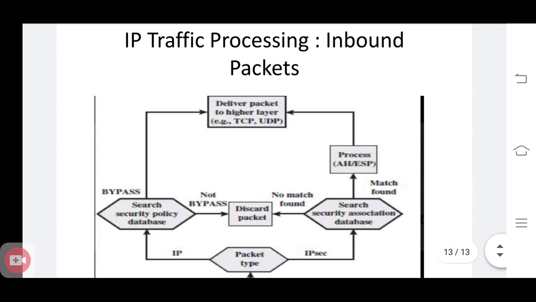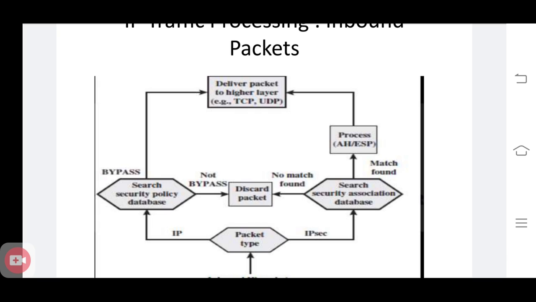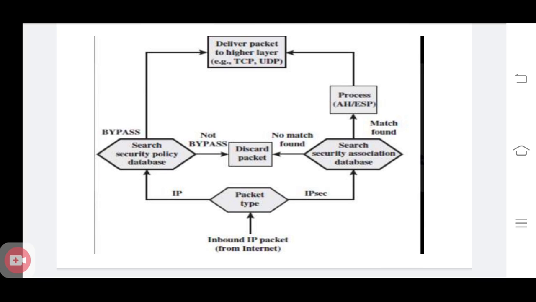Then for IP traffic processing of inbound packets, inbound IP packets come from the internet. Then it looks at the packet type, IP or IPsec. If the packet type is IP, no security is provided, but if the packet type is IPsec, we have to provide security for these packets. If it is IP, it searches the security policy database. If there is a need of bypass, it delivers the packet to higher layers, or otherwise discards the packet.